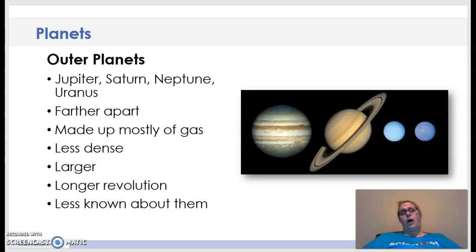And there's less knowledge about them. And that's just because we have not been able to do anything but take pictures of them. We haven't been able to actually take physical things back from them. Like Mars, we can analyze the dirt there. And so that's why we have less knowledge about the outer planets.